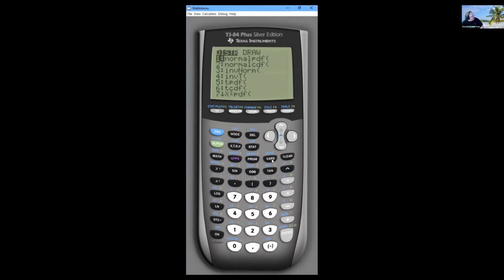Now, do you see that menu? There's a guy called normal CDF. That's the one I want. Pay no attention to anybody else. That's the one I want. So I'm going to hit enter. Now, you can't see it anymore, but remember those 4 numbers that you need to type in? I'm now about to type them in.